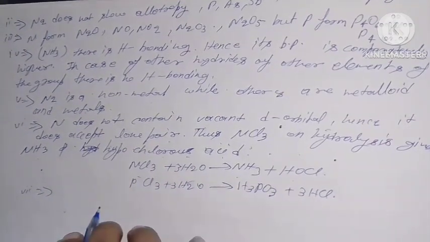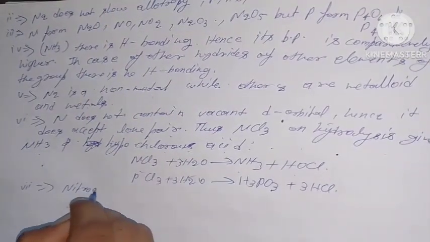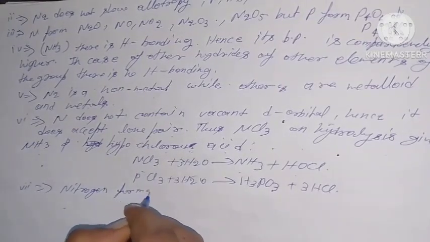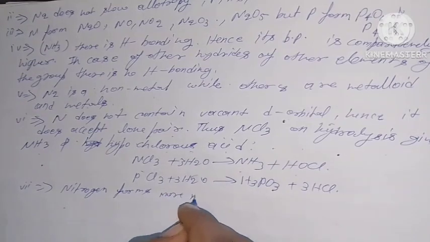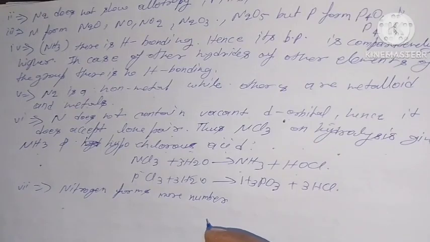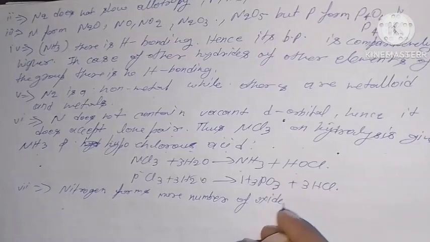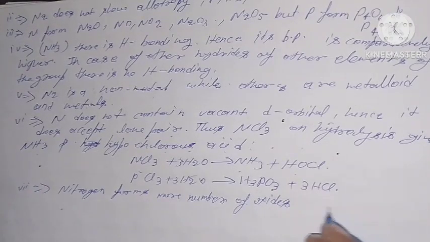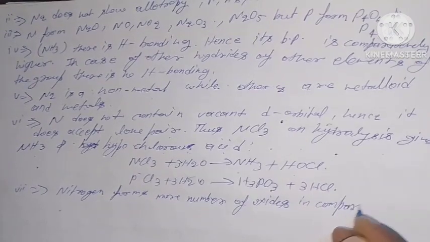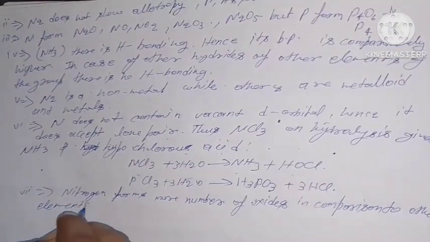Seventh point. Nitrogen forms more number of oxides in comparison to other elements.